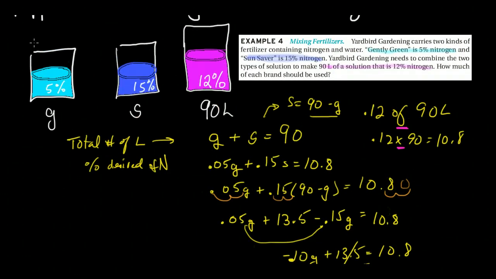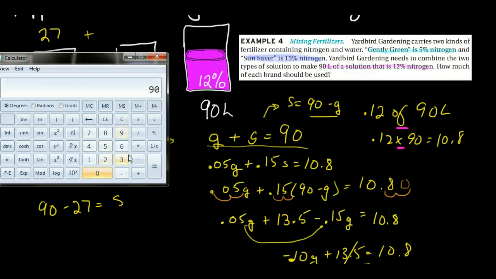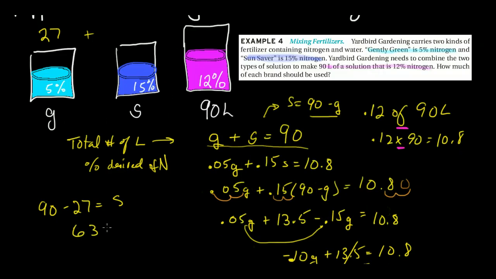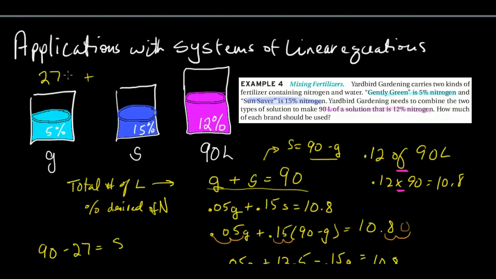So let's use 27 liters of that one plus some unknown amount, and that'll be this here. So 90 minus 27 will give me the S. Go to calculator again. 90 minus 27 gives me 63. I'm going to use 63 liters. So 27 liters of the G, 63 liters of the S, and that'll give me 90 liters of 12%.